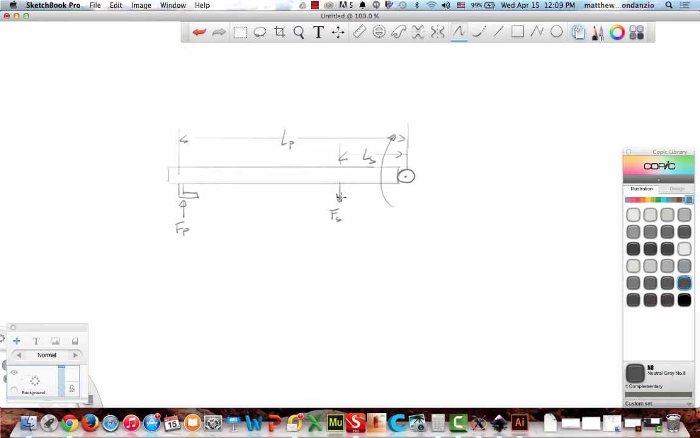I'm using F for force, S for spring, L for length, and P for push. So FP is on the bottom by the table. That's FP, for pushing, and the length of that push, LP. The force of the spring, Fs, and Ls, which is the length, the distance from where the spring is pushing. Does that make sense? These forces are all perpendicular to the length. Okay? Make sense?